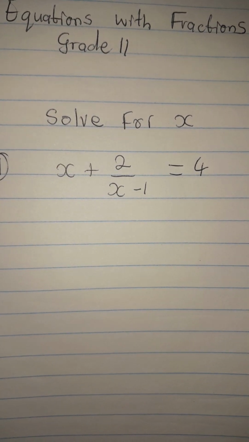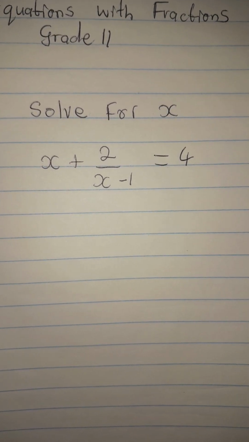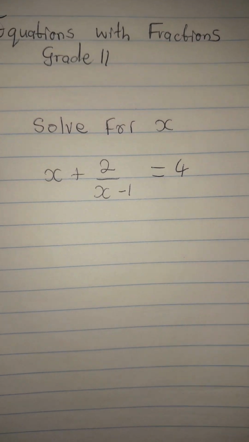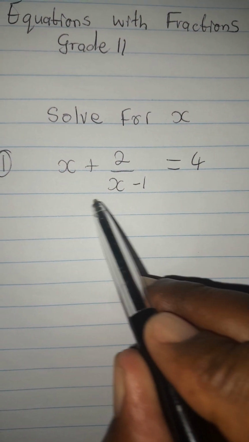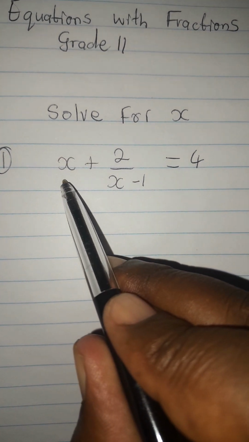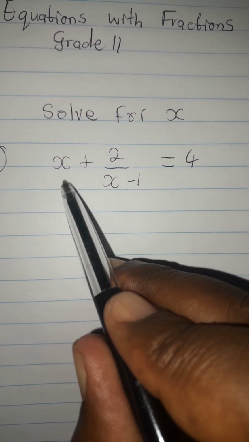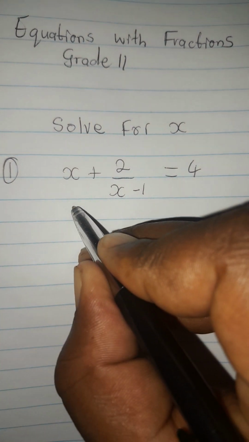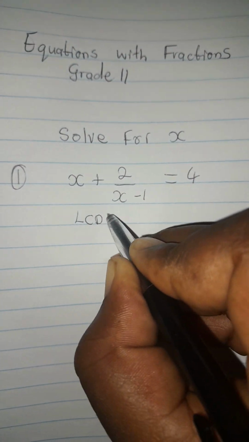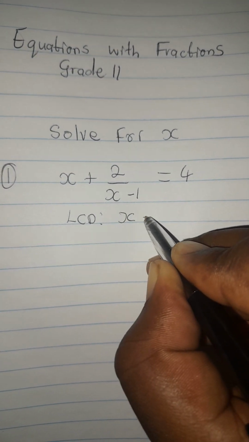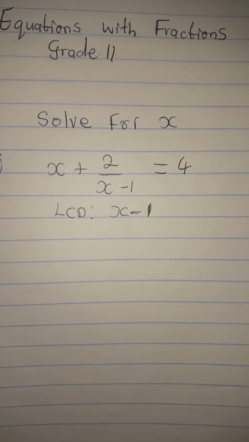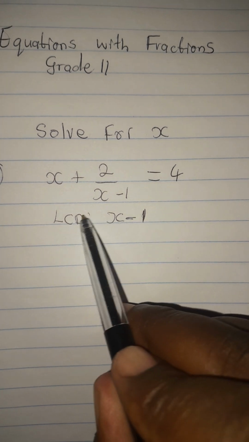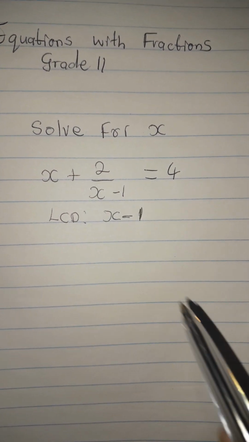Guys, whenever you work with fractions that are plus or minus, always look for an LCD. We can see that an LCD here will be x minus 1. Why I'm saying so: we have an invisible 1. When we say 1 times x minus 1, we still get x minus 1. So our LCD is going to be x minus 1. And mind you, when we restrict this, x cannot be equal to 1.